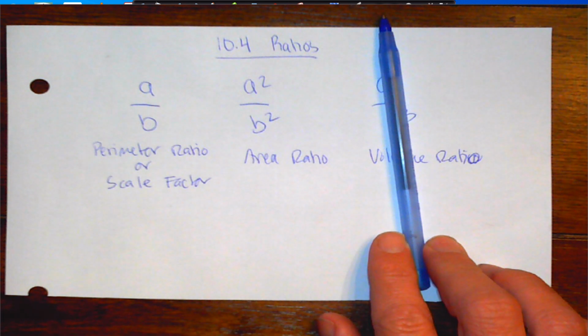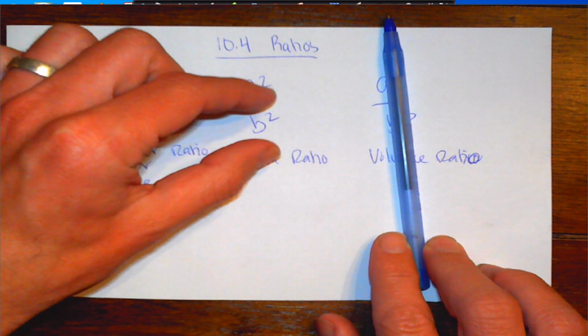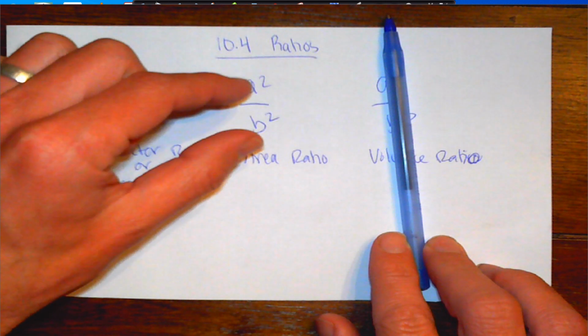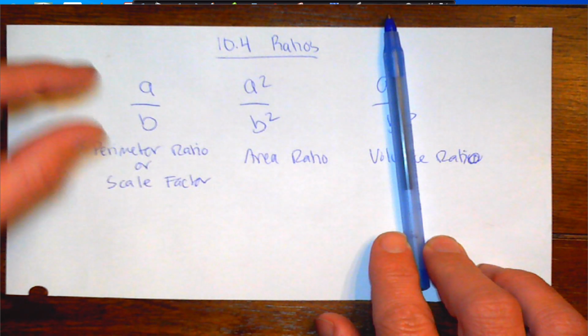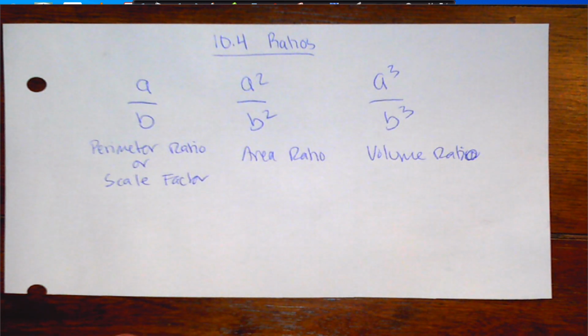And we can convert back and forth between these. If we're given perimeter ratios, we can square them to get to area ratios. And if we have area ratios, we can square root them to get back to perimeter ratios. So very simple one today, but that's basically what we're looking at, and we'll see how it works in our 10.4 worksheet. So here we go.